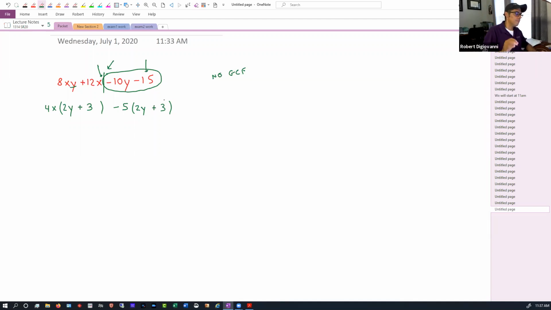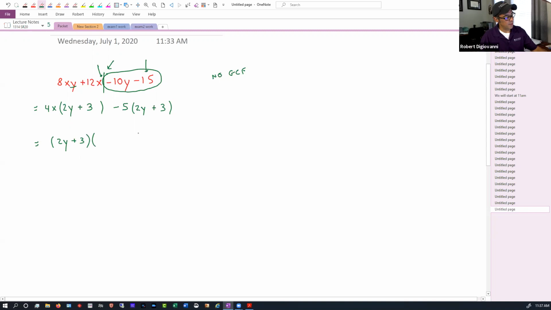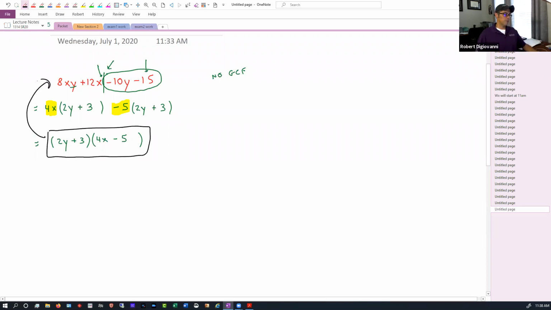That's an important part of this, the step that just happened. Then you put 2y plus 3. Now that they match, we put 2y plus 3. And then a second set of parentheses, and what do we put there? 4x minus 5, which is just those two pieces that were in front. And that's it. You don't need to, but you could FOIL that out if you wanted to, and if you FOIL it, you would get back the original expression.